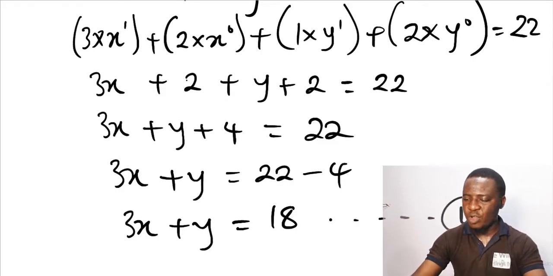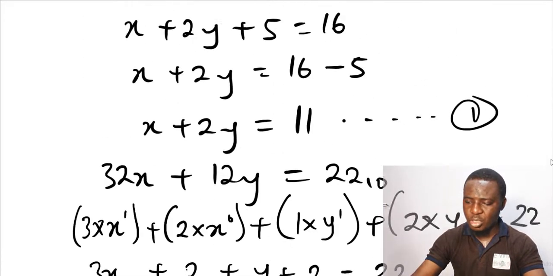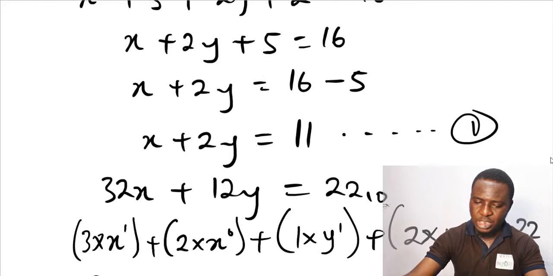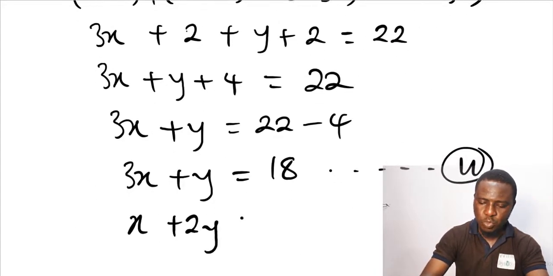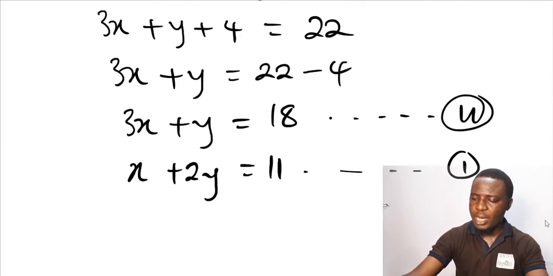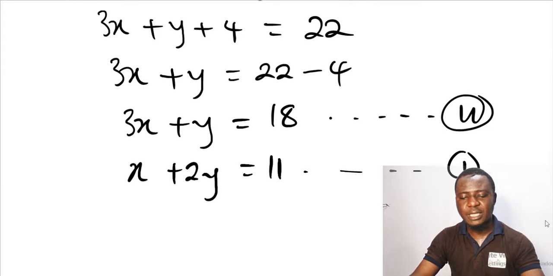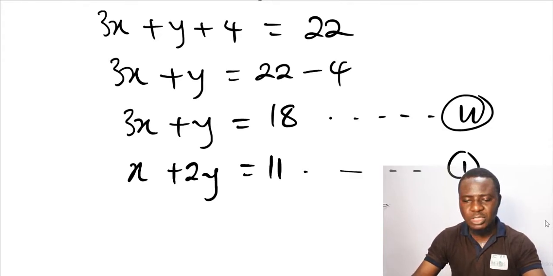So we have gotten our two equations in terms of x and y. We are going to solve them simultaneously. So let me bring that equation 1, which is x plus 2y is equal to 11. Now we are going to solve them simultaneously. Whichever method you know that is best to you, you can use it and solve.